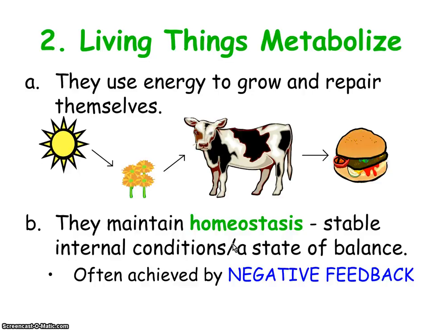We often achieve this by something called negative feedback. For example, if we're producing insulin, which tends to lower our blood sugar, and our blood sugar gets too low, there'll be a trigger that sends a message back, feedback, saying, okay, shut that down, stop producing that, because we are getting to a level where we don't want to be. And so that's called negative feedback.